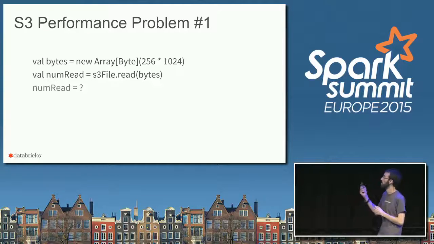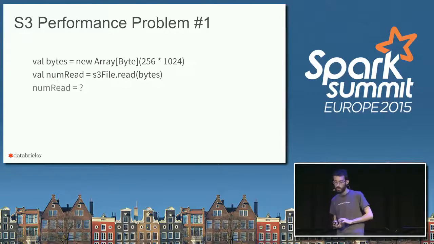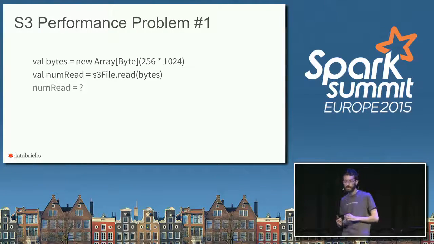The first one: if you see code like this, which is saying, please attempt to fill a 256 kilobyte buffer by reading from a stream, if you're familiar with this API, it's allowed to read fewer bytes than this, and it will return those bytes. And so the question is, what does numRead tend to be?